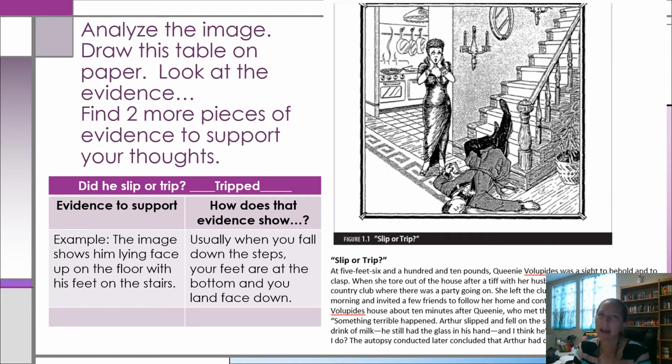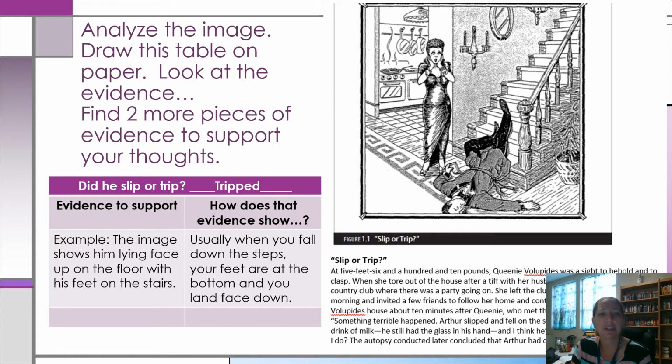Well, here's my thinking on that. Usually when we fall down the steps, our feet are at the bottom and we land face down. Or even if we land on our backs, our feet are at the bottom. His feet are up on the steps, okay? So that kind of tells me that things don't quite add up, that he slipped, okay?